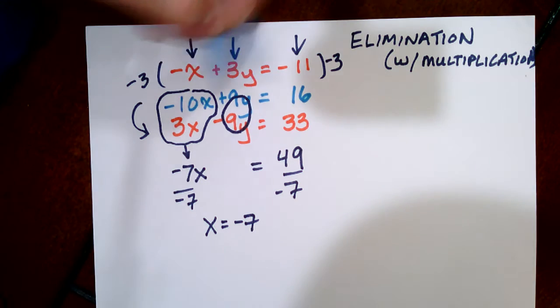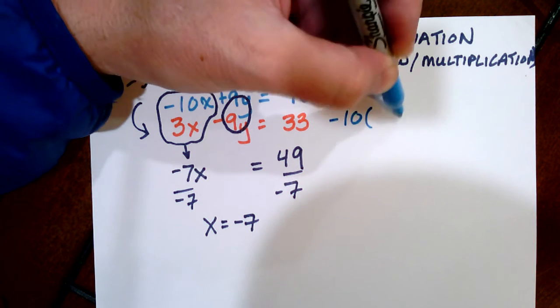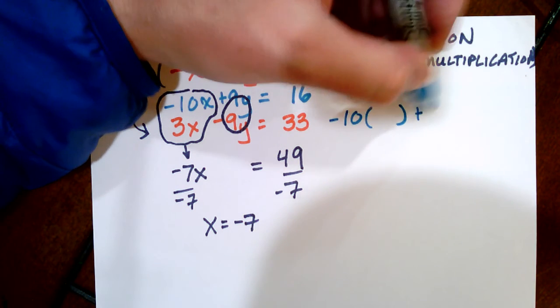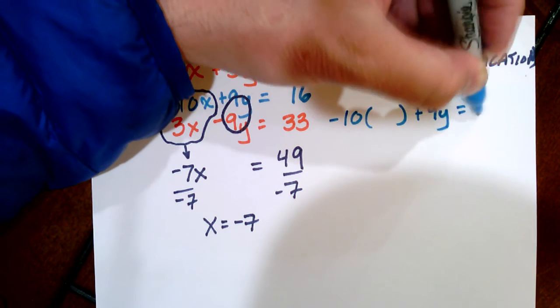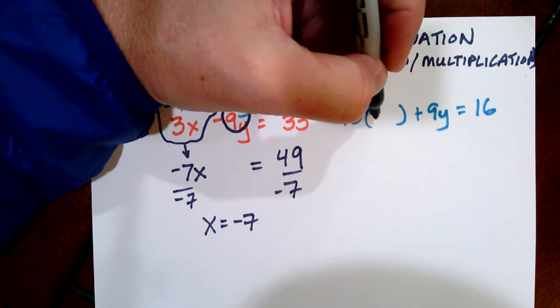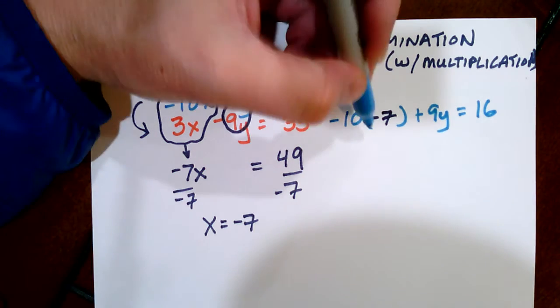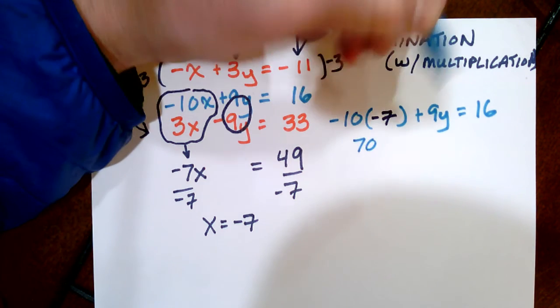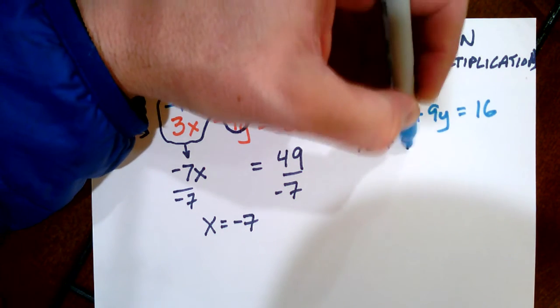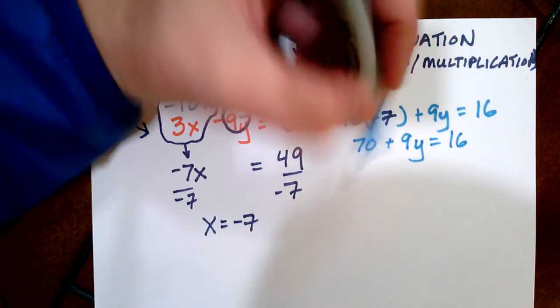So I'm going to sub it into this blue equation. So normally it's negative 10 times x plus 9y equals 16. But instead I'm putting that negative 7 in there for the x. And then I'm just going to simplify following those order of operations and what I know about equations. So this changes to positive 70. Still have my 9y right here and still 16 over here.